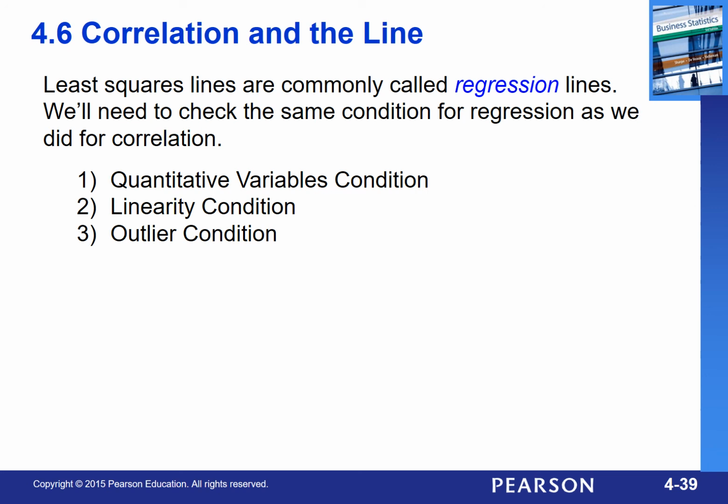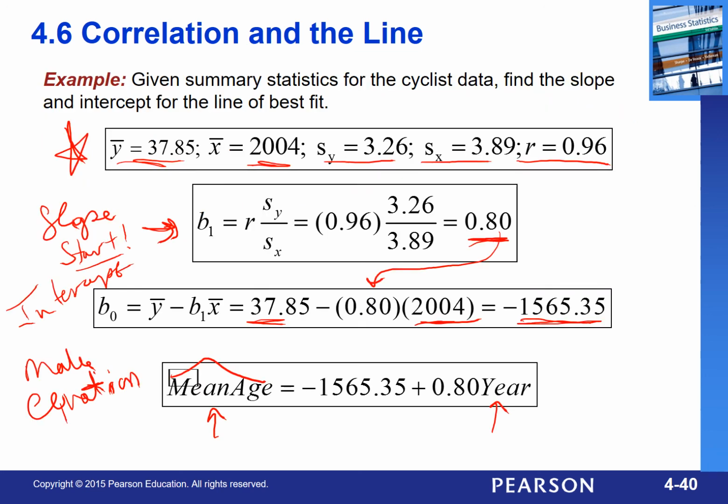Cool. Let's do another example using summarized data. So if you know the mean, the standard deviations, and the correlation, you can actually calculate the line this way as well. So this is the summary statistics from the cyclist data from, was it the first example? No, the second example we had. So here's how you do this. You always start with slope.